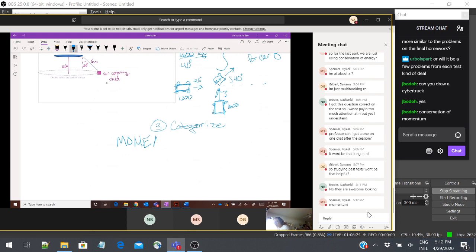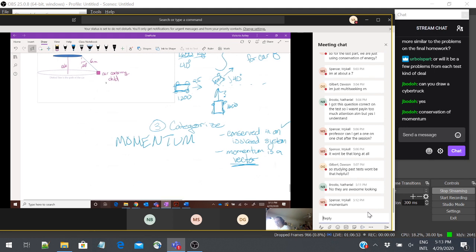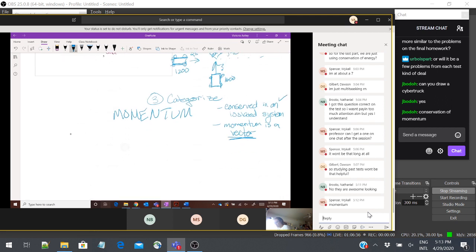Okay, what do we know about momentum problems? We know momentum is conserved in an isolated system. Is this an isolated system? Usually collisions are, yeah. So we know our momentum is conserved. We also know that momentum is a vector. So we have to care about direction. Okay, so we're pretty sure we're going to do a momentum conservation problem. Is there any particular equation that we should use? Probably the conservation of momentum.